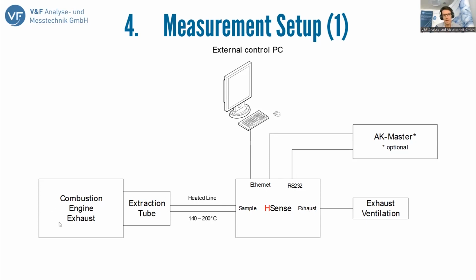Since we will draw gas from the combustion engine, we'll supply a small amount of it to the measurement cell, and the rest of it will have to be passed through the exhaust system into a safe exhaust ventilation system.